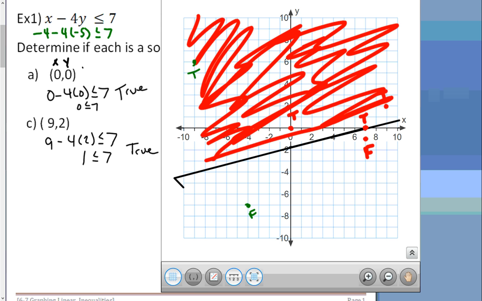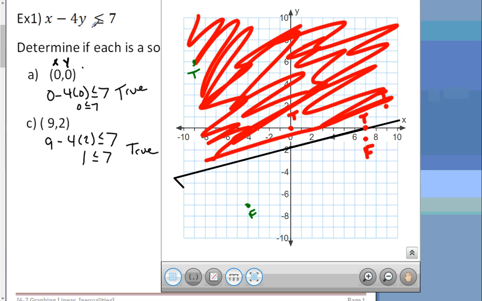So the whole point of this lesson is to understand what that graph means. You're either going to shade above the line or below the line. If you shade above the line, you're saying everything above that line works. If you shade below the line, you're saying everything below the line works.